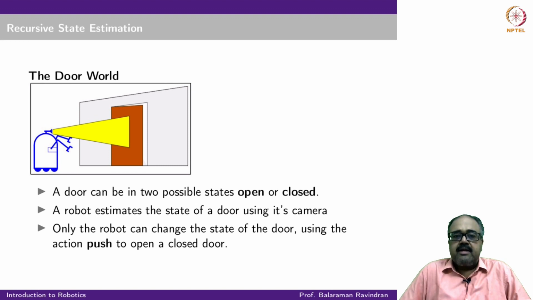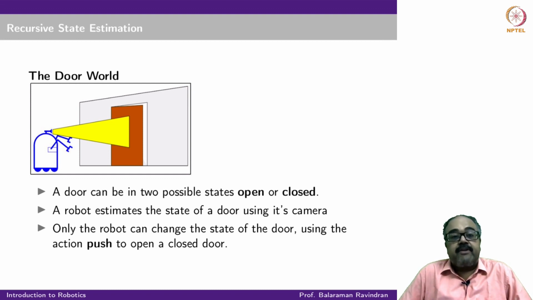Is it clear? Now, what is my z? My z comes from the camera. The robot can sense whether the door is open or closed. My z is also a single variable, and it is what I sense the door to be. The door could be sensed as closed or open, but it doesn't mean that the door is really open or closed. The camera could make a mistake.